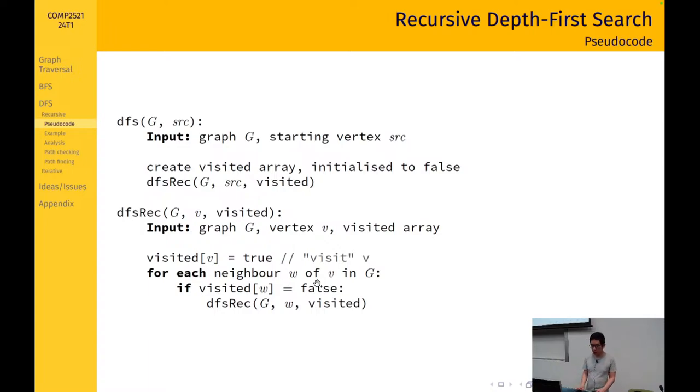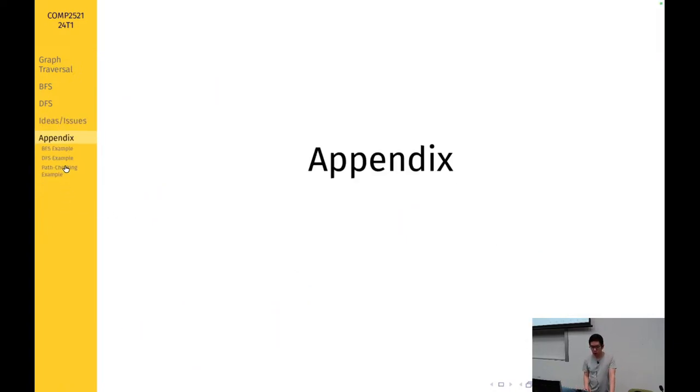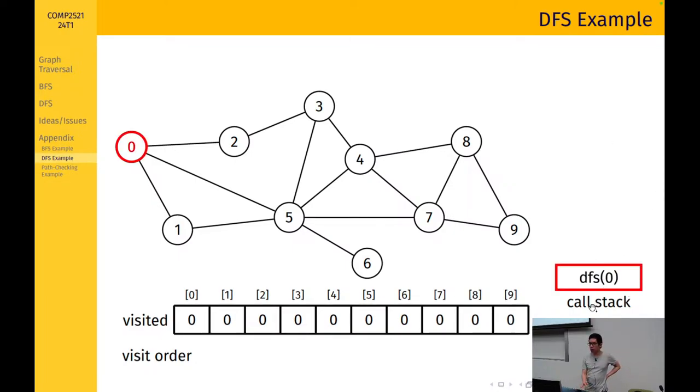Okay, so here is an example. Same graph, but this time we are doing a DFS. On the right here, since we're using recursion, I'm going to have a diagram showing the call stack, a column of function calls over on the right. Since we're starting at zero, we're going to have this function on the call stack.